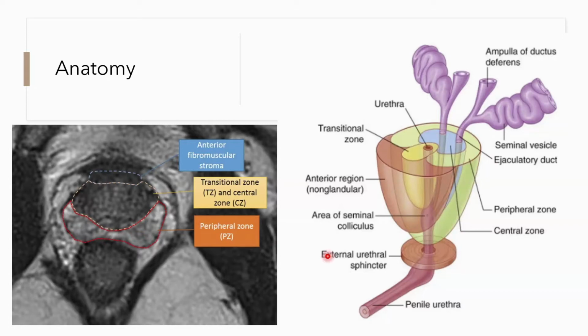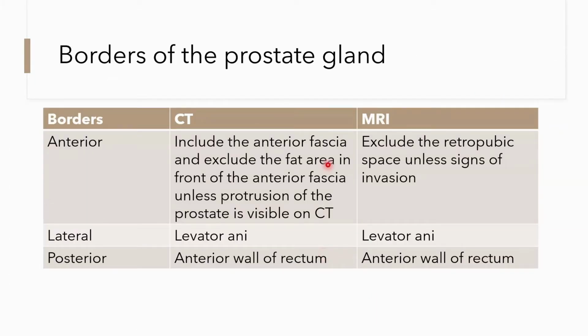Now, how do we know the borders of the prostate gland on CT and MRI images? When we want to draw the CTV of the prostate, where do we draw it? Now, if we are going to look at only the CT to draw the target volumes, anteriorly, we must include the anterior fascia, but exclude the fat in front of the anterior fibromuscular stroma, unless there is protrusion of the prostate cancer in this region on the CT scan.